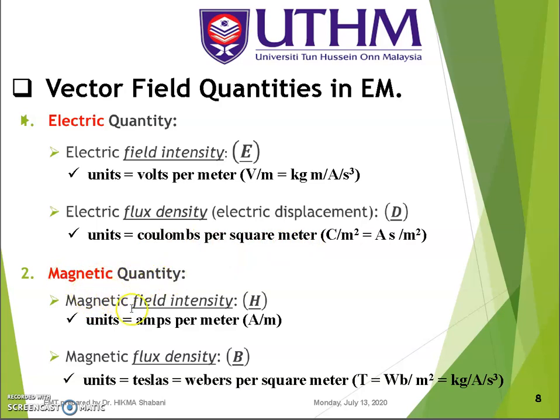And with the magnetic quantity, we also have two fields. Magnetic field intensity, symbolized by capital letter H. The unit will be ampere per meter. And the magnetic flux density, characterized by capital letter B. The unit will be Tesla or Weber per square meter.